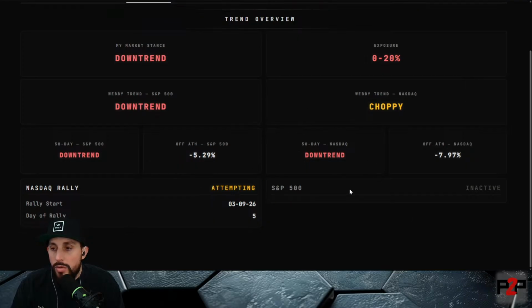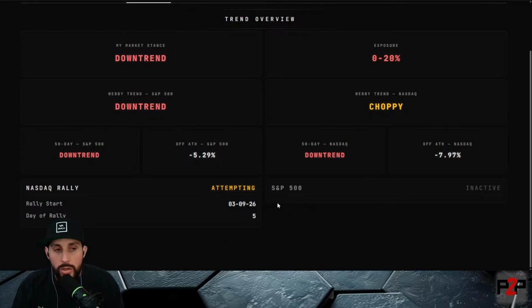And then I have my own custom 50-day moving average trend, and you can see those are both signaling a downtrend. Looking at where we are from all-time highs, the S&P is down 5.29% and the NASDAQ is down 7.97%.